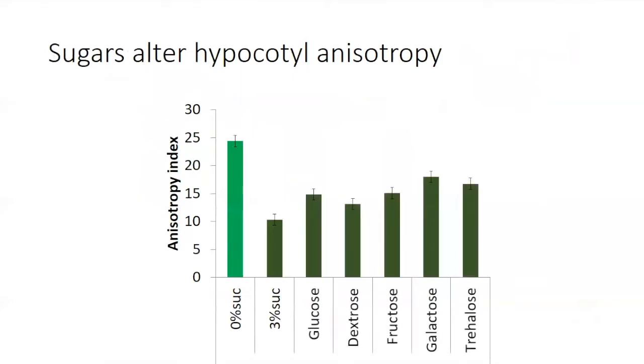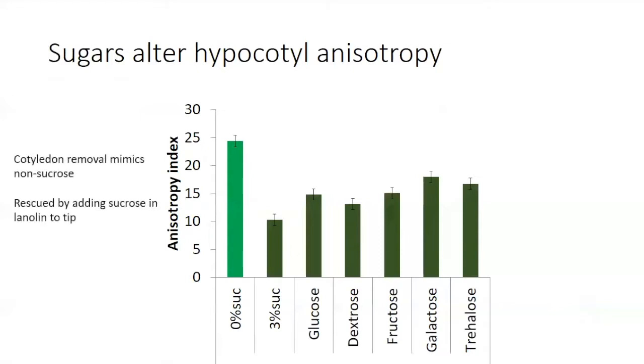So we're looking at the anisotropy index. This is the ratio of length to width. And you can see normally they're way longer than they are wide. When you put them on sucrose, that drops because they're getting fatter. And it happens if you have sucrose, glucose, dextrose, fructose, galactose, trehalose. So it doesn't appear to be specific to any one carbon source.